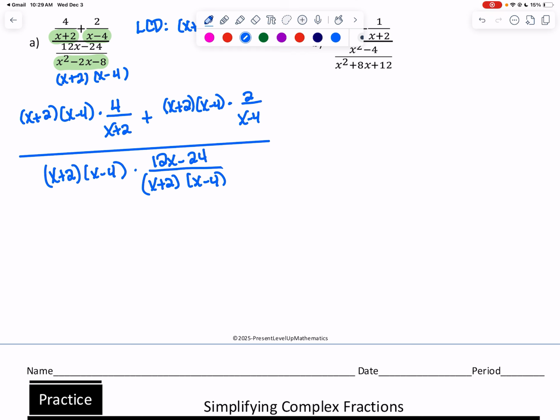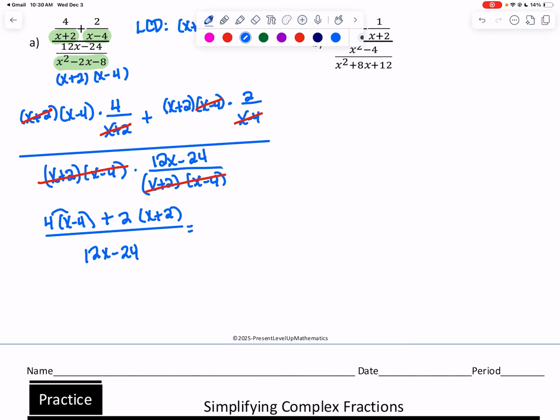All right, after you have that step written down, now you're going to cancel what you can. So x plus 2 will cancel with x plus 2, leaving me 4(x - 4). In the second fraction, the x minus 4 cancels with the x minus 4, leaving me 2(x + 2). On the bottom, this denominator will cancel with this denominator, leaving me 12x minus 24. Now, I want to simplify the numerator before we try to cancel anything.